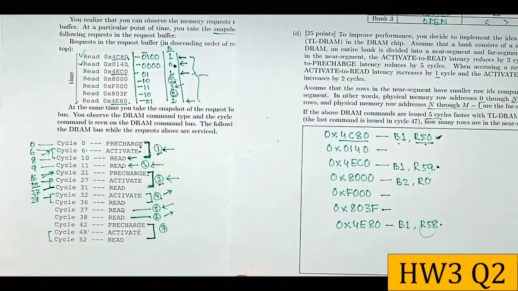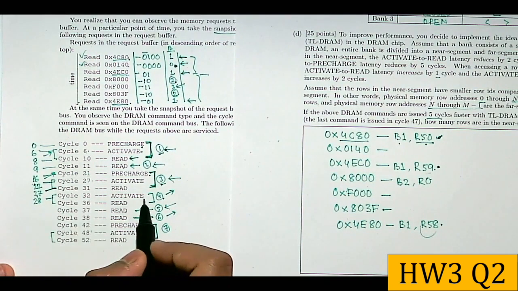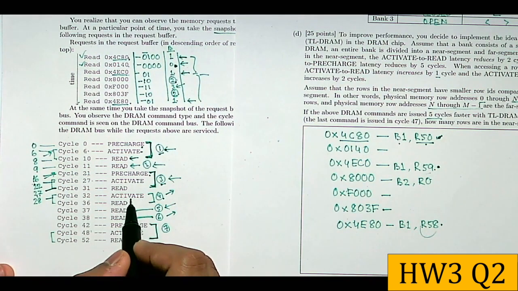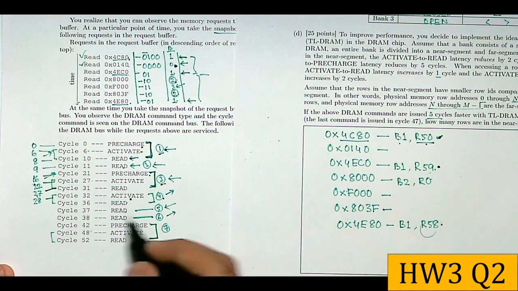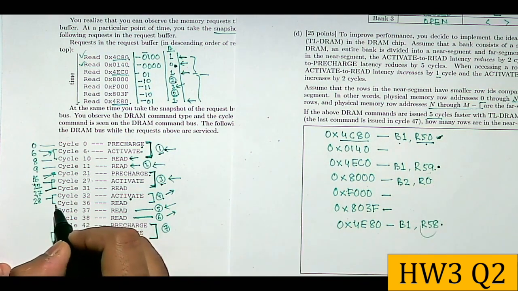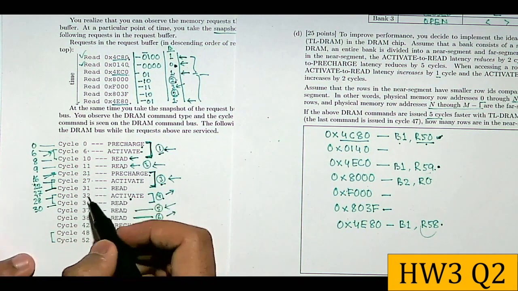I'm so sorry. Okay, so this is happening at 28. Now this is another activate, right? So we have considered that this R0 actually falls into the near segment. So activate to read is reducing by 2. That means this 36 is coming to 30. Make sense?